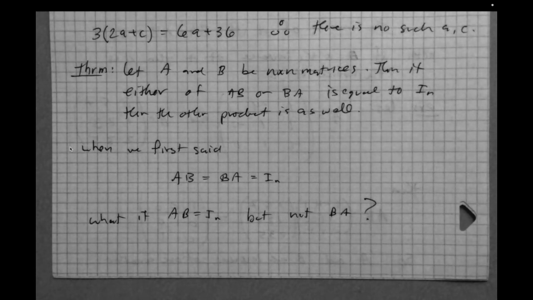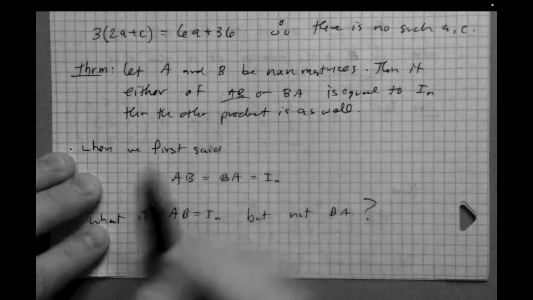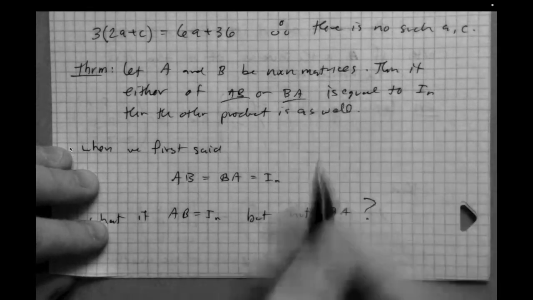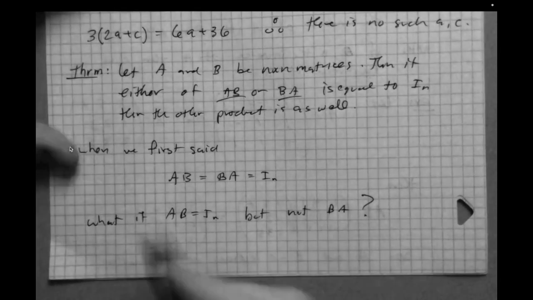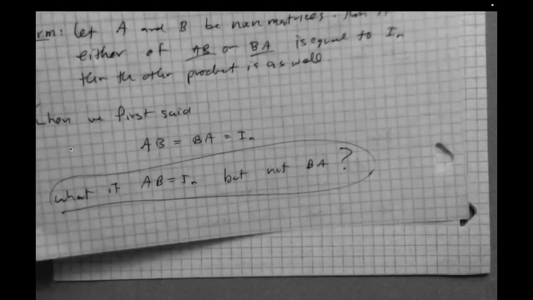This is a relatively easy proof, I think, and I'm going to leave it to you guys to prove it. There's a couple of ways to do it. I think you can do it by direct proof. You could also do it by contradiction. But it is in fact true that if AB equals the identity, then automatically BA must equal the identity as well. And so this addresses this kind of nagging concern that comes up when you first see the definition of an inverse.